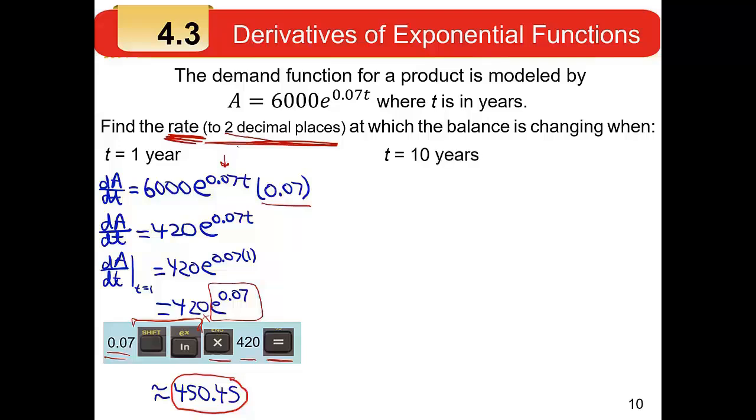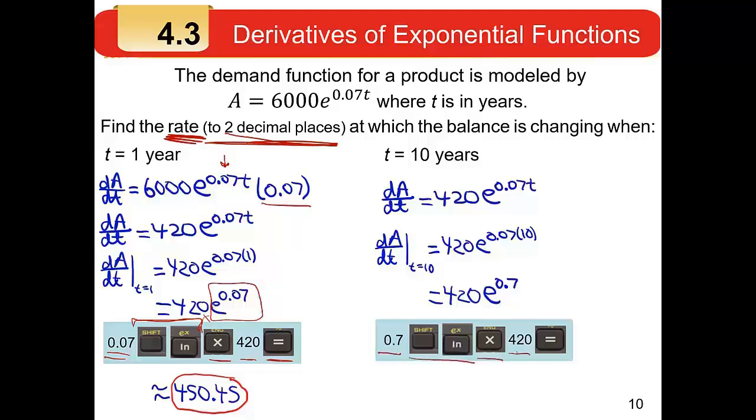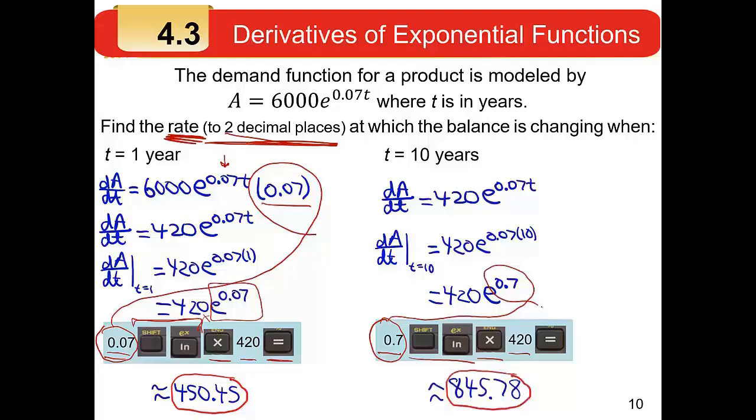Same problem now except t equal 10 years. So we take the same derivative we already found. We don't have to do it over again. But this time plug 10 in. Well, 10 times 0.07 is just 0.7. And to calculate that, it's the exact same calculation as we did earlier, with one exception. We do 0.7 instead of 0.07. So when it's 0.07, you put in that. When it's 0.7, you put in that. Otherwise, it's exactly the same calculation. And when you press equal to and round it to 2 decimal places, you'll get 845.78.